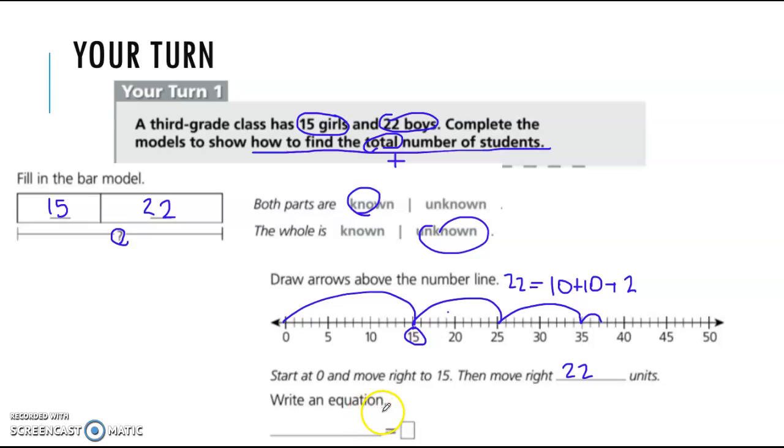Now, how do I show it as an equation? I'm just going to write exactly what I did. I started with 15 plus 22, which gave me my total of 37.